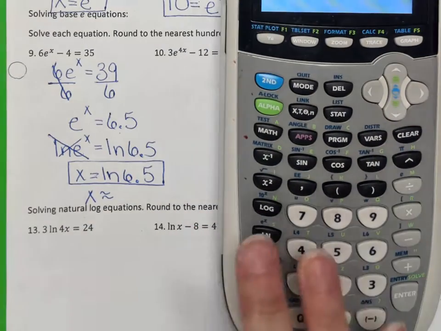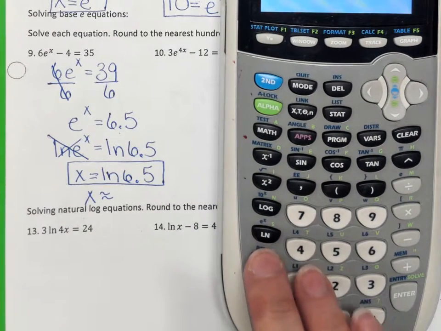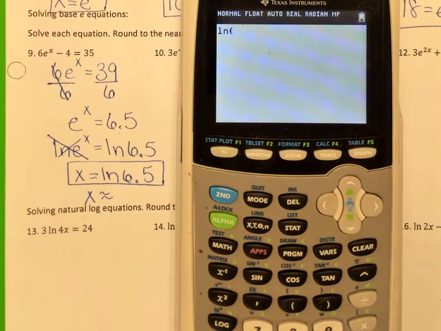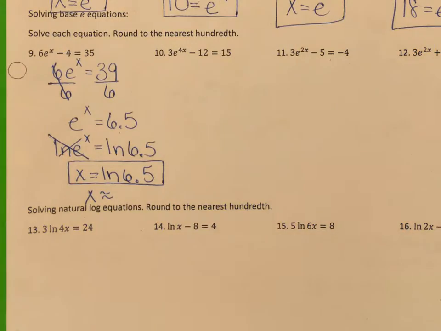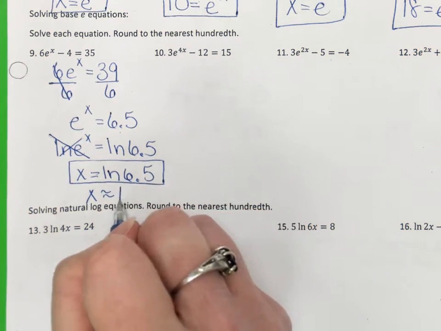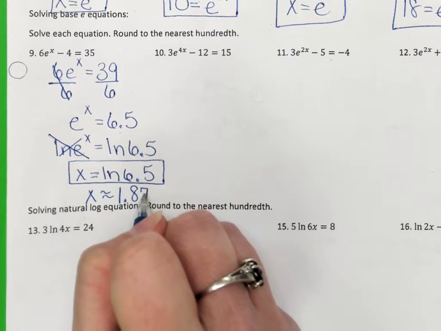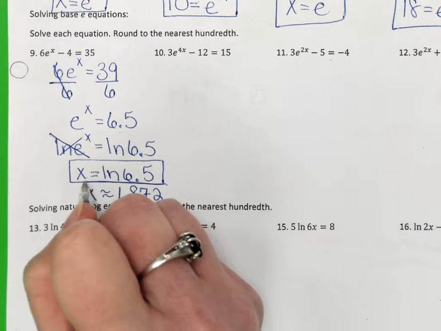Very good. Hit the ln button, which is right next to the 4 button, right below the log button, 6.5. And since you're not doing anything else, you don't have to close the parentheses, but it's always a good habit. And what do you get? 1.872. We always do 3 decimals because that's what the AP test does, right?